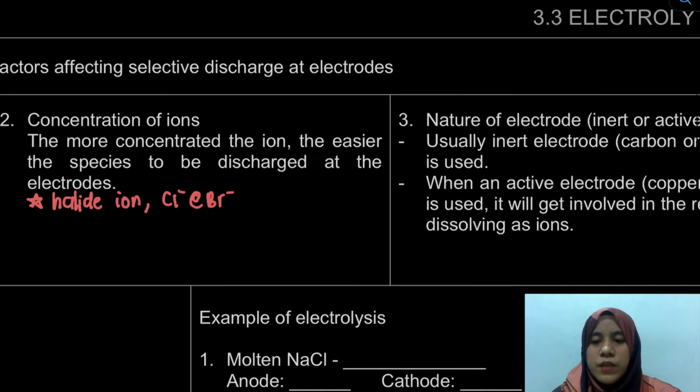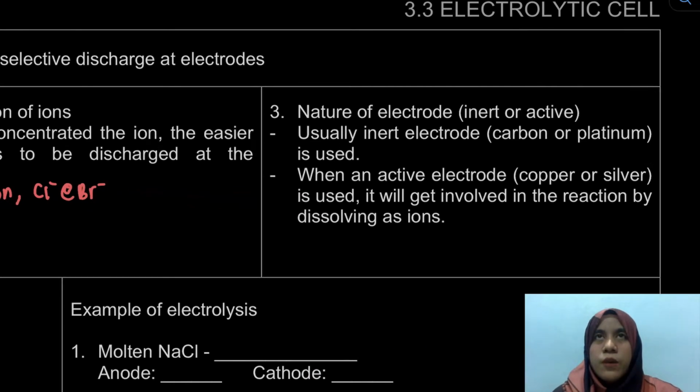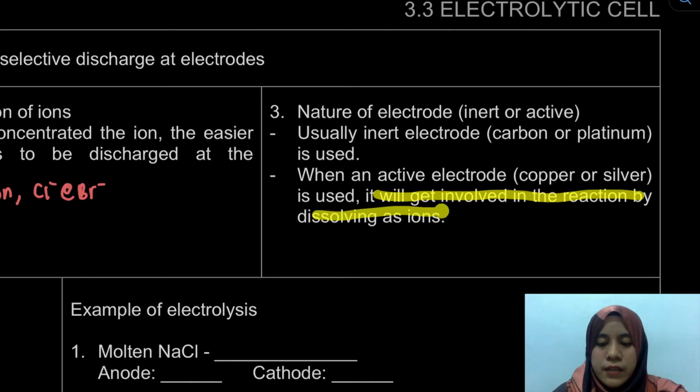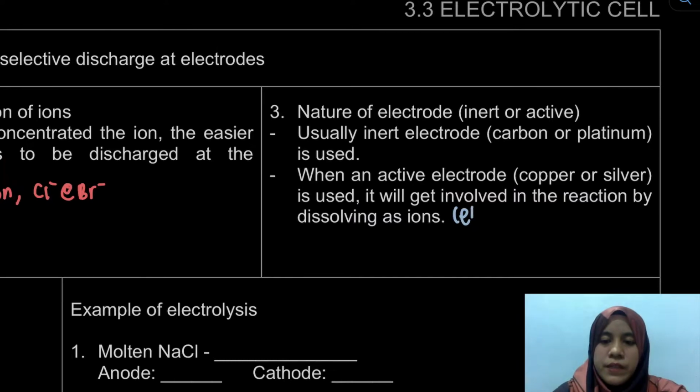Okay, and the last one is the nature of the electrode. Most of the reactions, we will always use the inert electrode, the carbon or the platinum. Inert electrode is where, as you can see in the equation, the platinum or the inert electrode is not used in the equation itself. Okay, but when an active electrode is used, usually copper or silver in our syllabus, it will get involved in the reaction by dissolving as ion. So here is actually the case of our electroplating. Later we will look at the example itself.